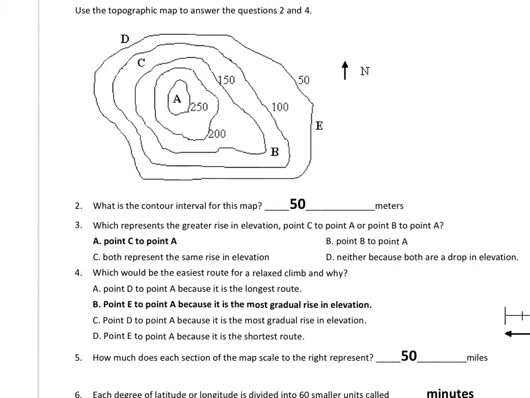The next one, which would be the easiest route for a relaxed climb, and why? Now this is actually why we kind of care about contour lines, because should you ever be out in the woods and you're looking down, you're like, hey, I want to get back to camp, or I want to go for a hike, you want to be able to read your contour lines. Nothing worse than trying to walk along and suddenly, hey, I'm up to a cliff, because all those contour lines are really close together. Whereas I want to get to the top of the mountain, what's the gentlest climb that I can do? And here, from A to E would definitely be the gentlest.